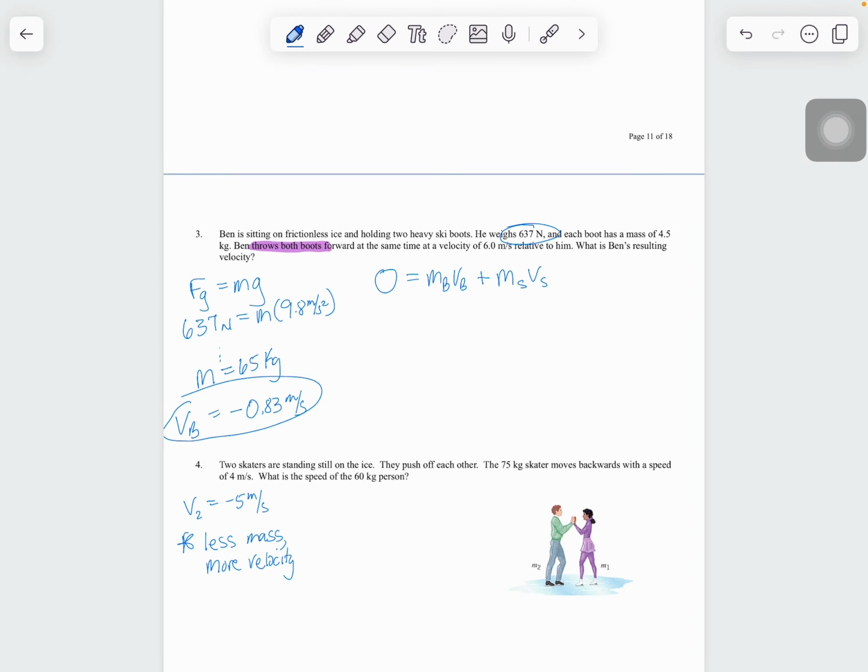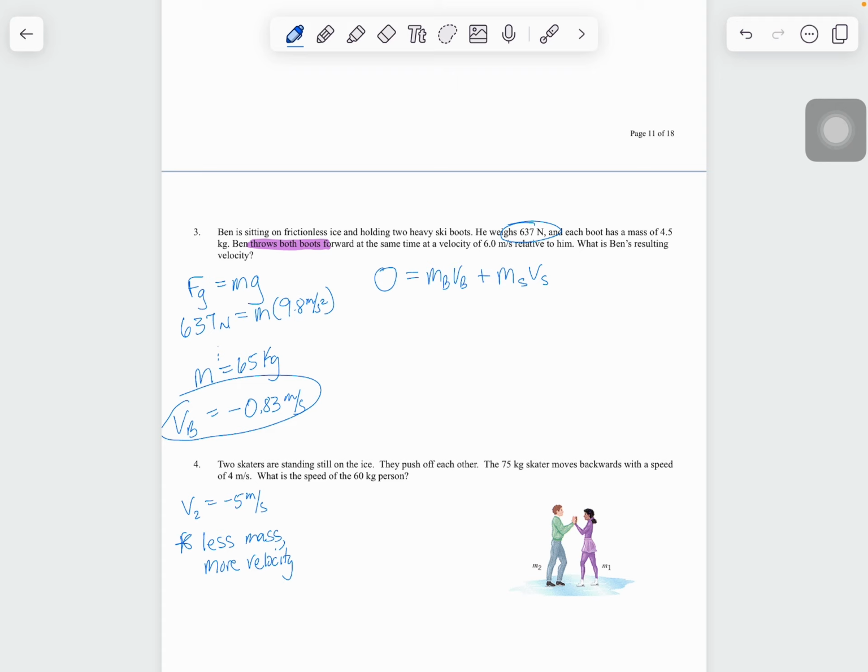Okay, so try those out, see if you can get the correct answer, and there is a Dropbox for you to turn them in. See you soon.